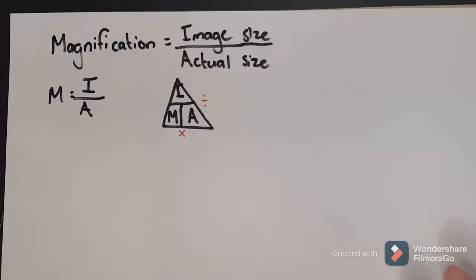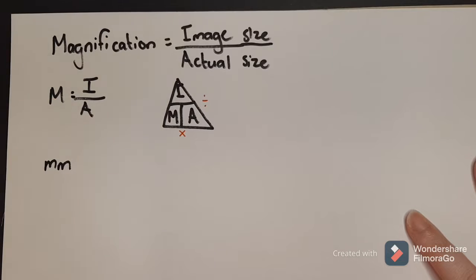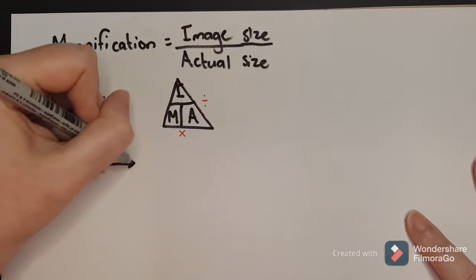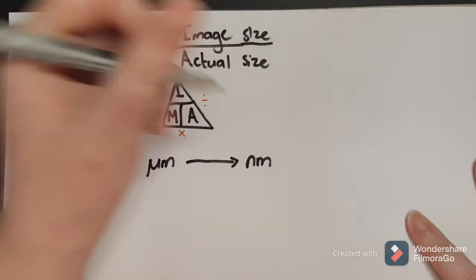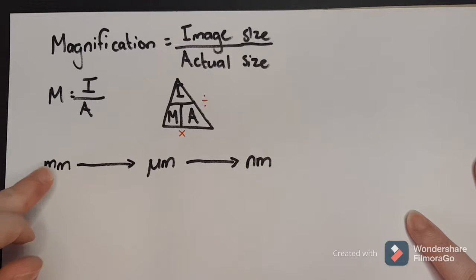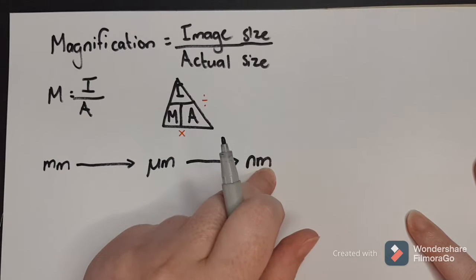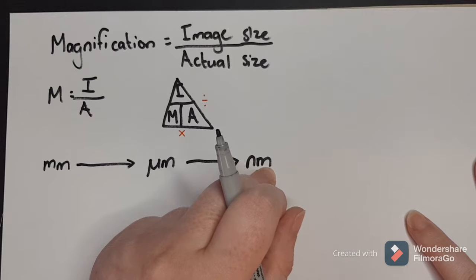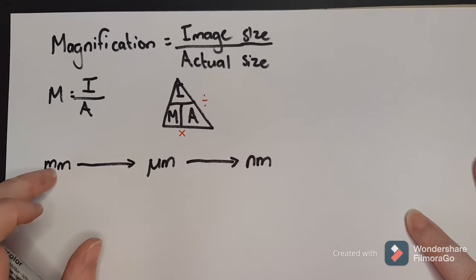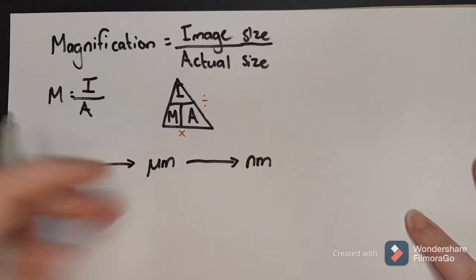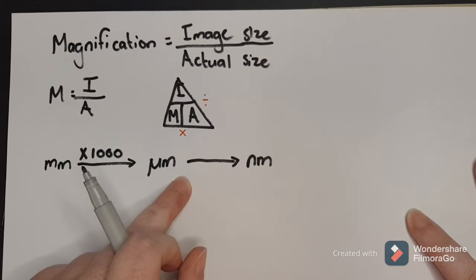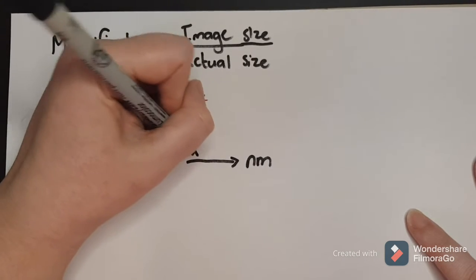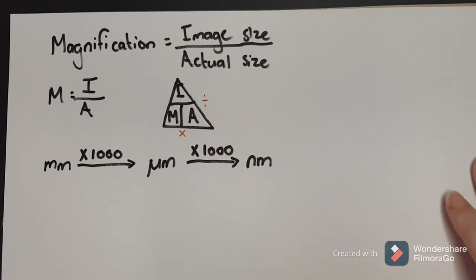The other thing that we need to remember is how to convert units. So millimeters needs to go to micrometers, which can also go to nanometers. If we want to go from millimeters to micrometers to nanometers, it's always by 1,000 each time. When we go from millimeters, which are bigger than micrometers, we times by 1,000. And when we go from micrometers, which are bigger than nanometers, we times by 1,000 again.